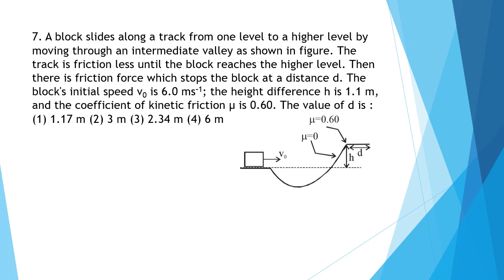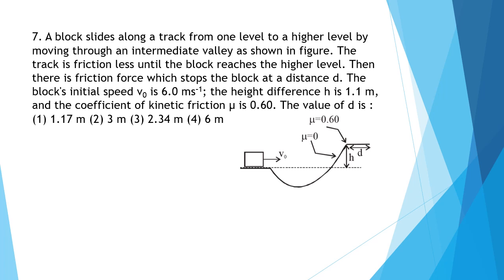Question 7. A block slides along a track from one level to a higher level by moving through an intermediate valley as shown in the figure. The track is frictionless until the block reaches the higher level. Then there is a frictional force which stops the block at a distance d. The block's initial speed v0 is 6 meters per second. The height difference h is 1.1 meters and the coefficient of kinetic friction mu is 0.6.